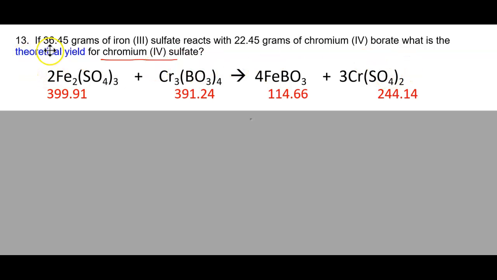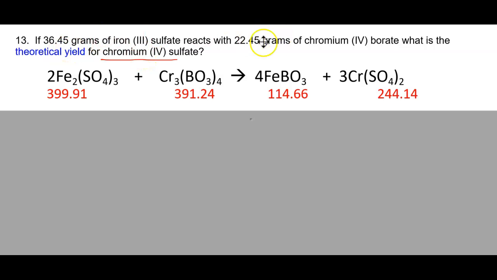So theoretical yield means, it's a fancy way of saying, how much starting with the limiting reactant. How much should I get starting with the limiting reactant? Theoretical just means how much. Theoretical yield. In theory, with perfect chemistry, how much should I get? In this case, it's asking how much of chromium sulfate would I get starting with the limiting reactant.